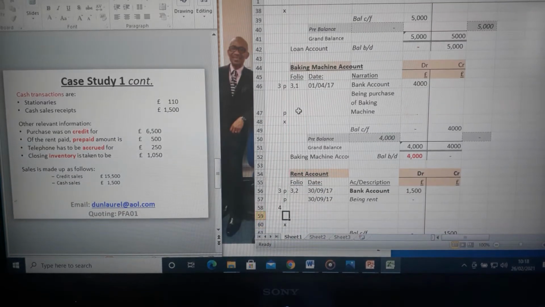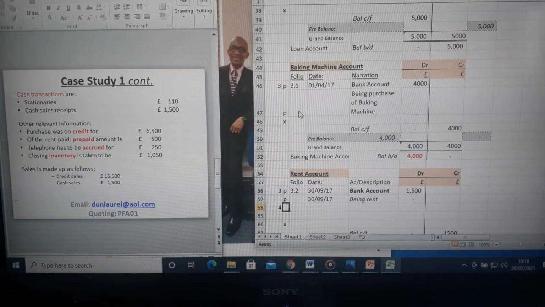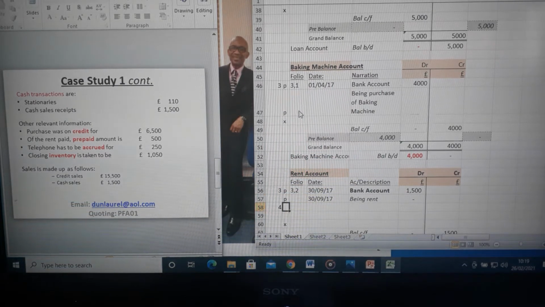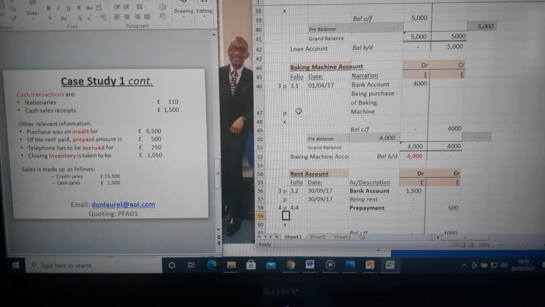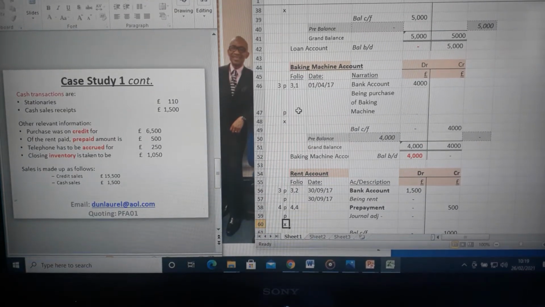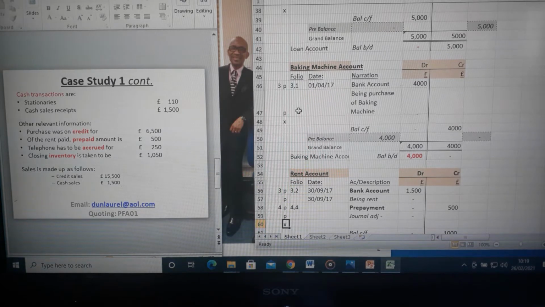That's it here. Folio 4, it should be. Then that's 4. Credit it with 500, being a journal entry to adjust for services we have not used. Otherwise, we'll be overcharging our income statement for that period. So we reduce it to the actual amount we've used for the business.